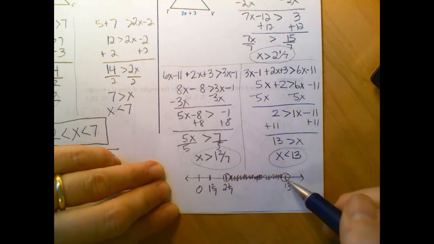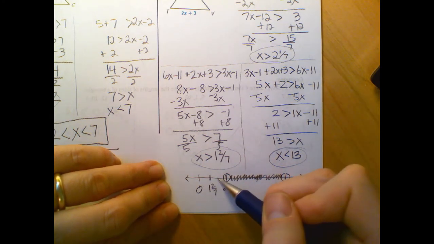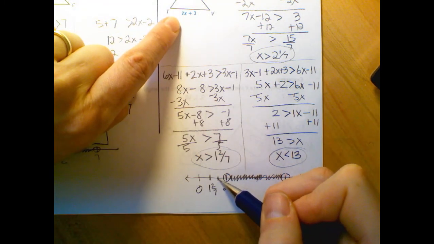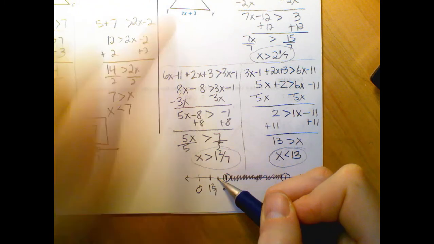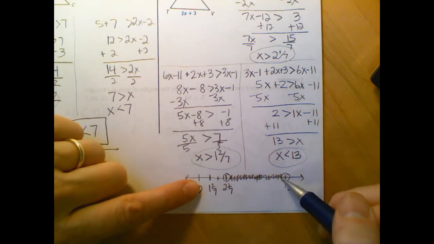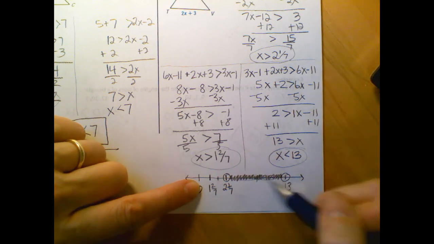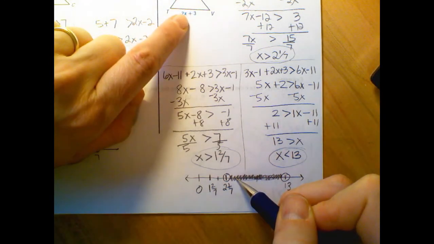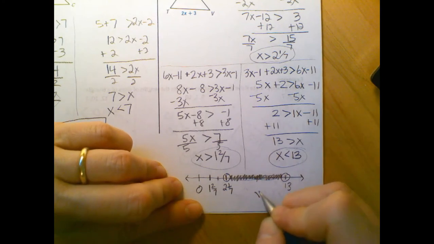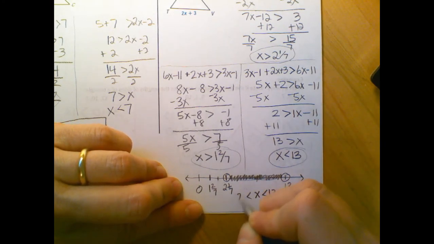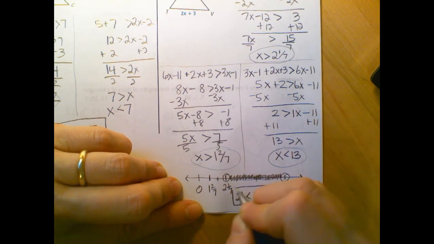This is a smaller region. If I picked a number in here, for example, to use up here, it wouldn't fulfill the triangle inequality. This guarantees triangle inequality will always work for this triangle up here. So my final answer is less than 13, greater than 2 1/7. All right.